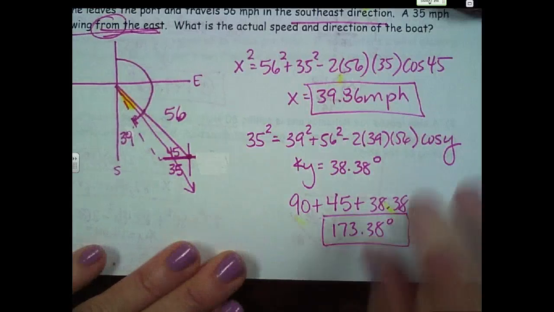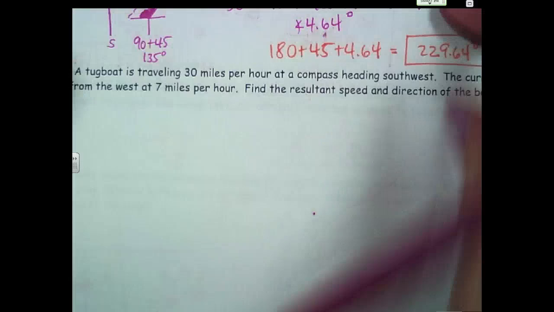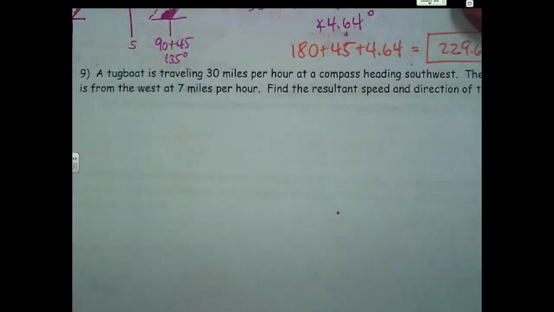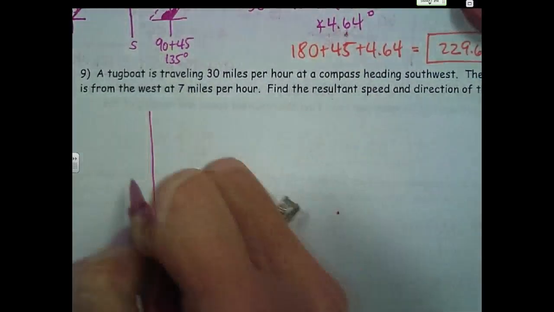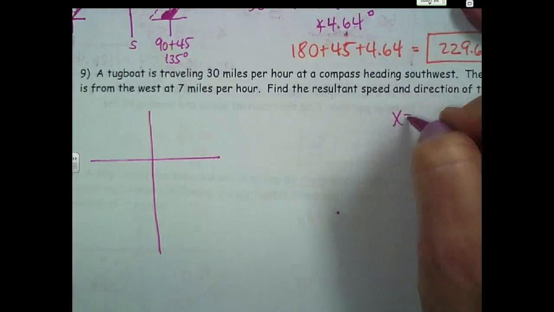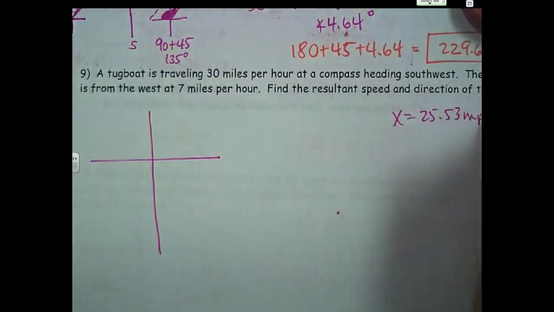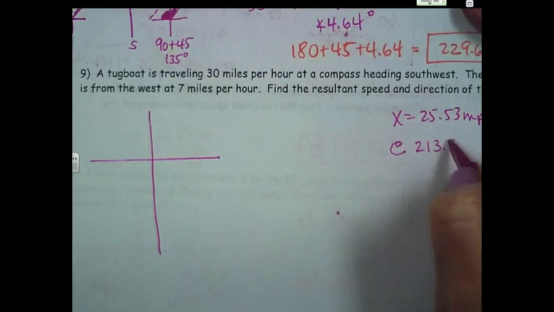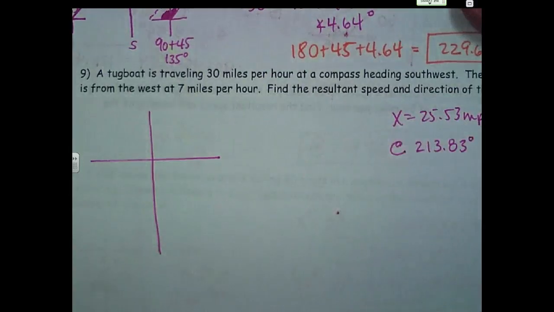Okay, now go and draw number 9, set up 9. Nine, you want to check it, see if you set it up correctly. First of all, I'll give you the answers. The speed was 25.53 miles per hour, and the heading was 213.83 degrees. So if you did it right, you can move on.